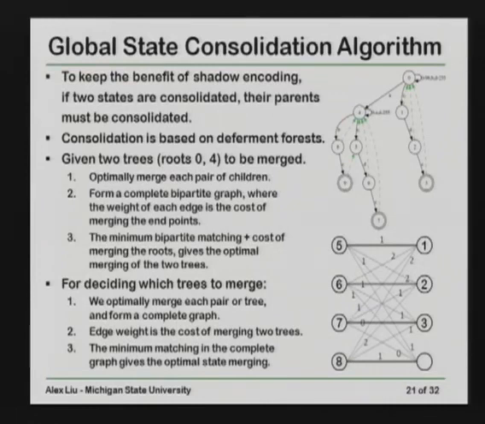Another question is which 2 trees we should consolidate. We also do this in a brute force fashion. With every tree as a node, we build a complete graph. For any 2 pairs of trees, we compute the cost of consolidating these 2 trees. Then at the end, we try to find a minimum matching in this complete graph. That will be the optimal state merging.